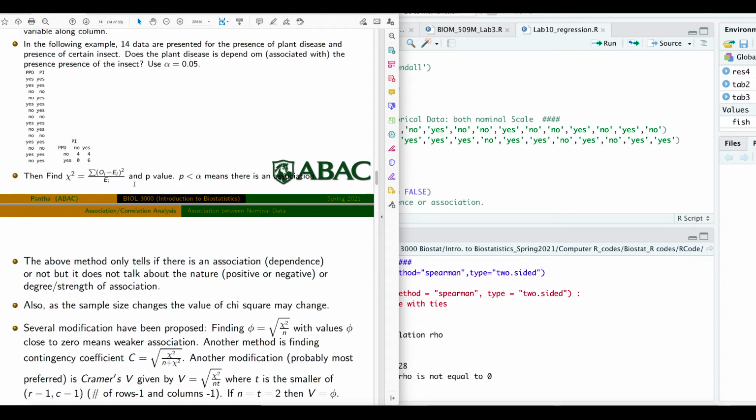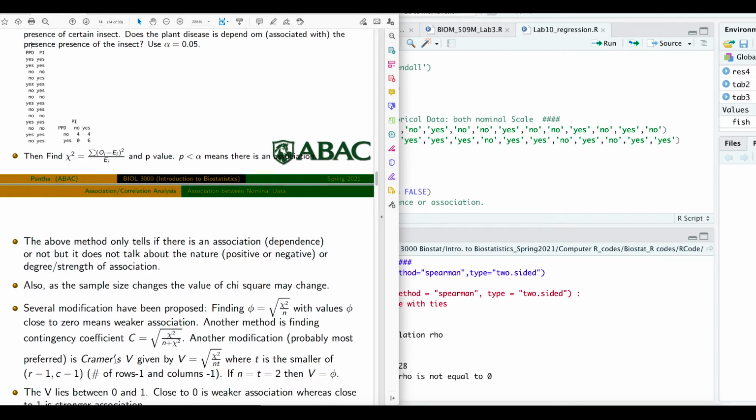We did that already, right? But this method only tells you whether there is a dependence or independence, but it doesn't tell you whether there is a positive dependence or a negative dependence, right? That's what it says. The above method only tells you if there is an association, excuse me, a dependence or not, but it does not talk about the nature, positive or negative, or the degree or strength of association. Also, as the sample size changes, the value of the chi-square may change. Okay, several modifications have been proposed for that.